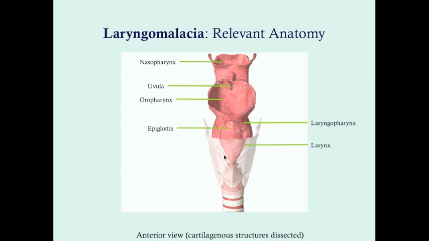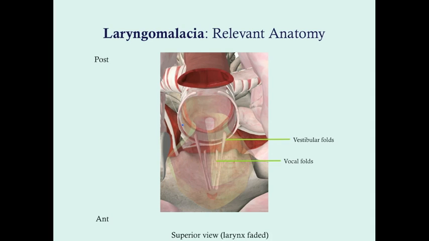So let's get a better view of this here. Okay, so this is looking downwards. Here's your esophagus here, and then the trachea. So we're going down into the trachea here. These are your vocal cords, and then downwards, and then here's your bifurcation. So this is a superior view. The larynx has been faded out. All right. So this is anterior down here and posterior. This is sort of the view you're going to have when you're doing a laryngoscopy.